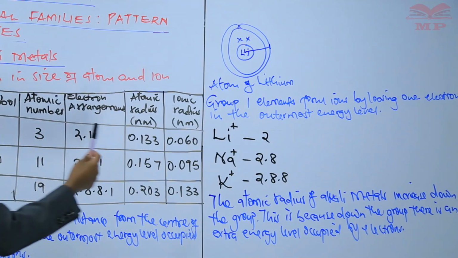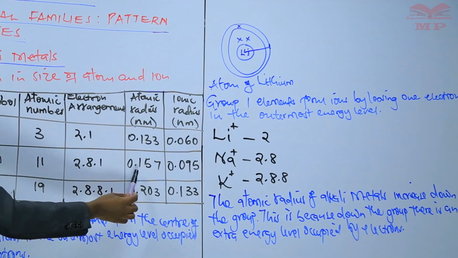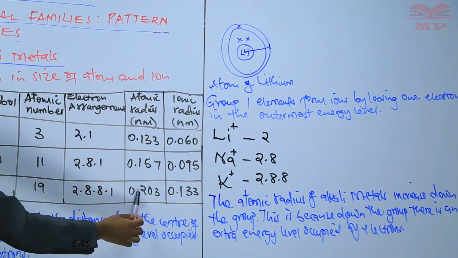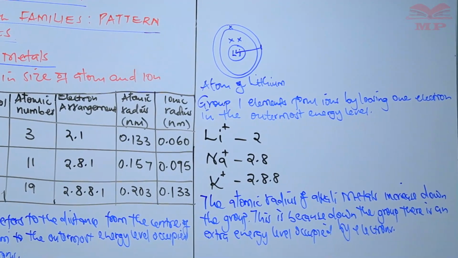If you look at the atomic radius, this is 0.133, 0.157, 0.203. So there's an increase down the group.